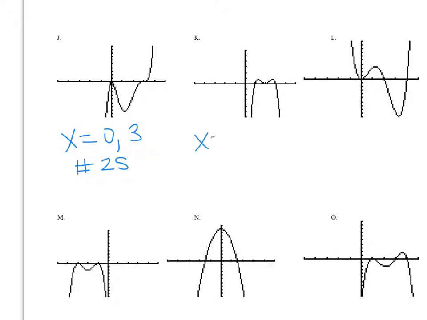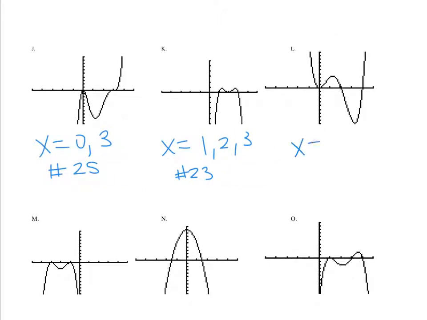K has the x-intercepts of 1, 2, and 3. Again, at 2, it's just touching, it's not crossing, but that does count as an x-intercept. Going down on both sides, so that's that even degree with a negative leading coefficient, and that is number 23. L has x-intercepts of 0, 2, and 4. It's going up on the left and the right, so we'd be looking for an even degree polynomial. It actually is not matching up with any of the functions that are listed there, so this one has no match.